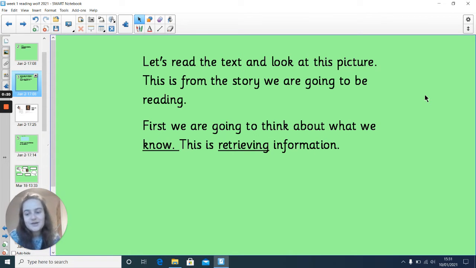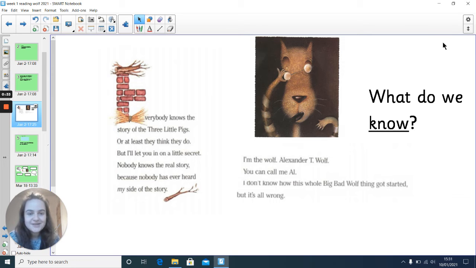The first thing that we are going to do is we're going to think about what we know. So we're going to think about what the story definitely tells us. And this is called retrieving information. When the story gives us some information, we retrieve it from the story. I'm going to read this page for you. We're thinking about what we know.